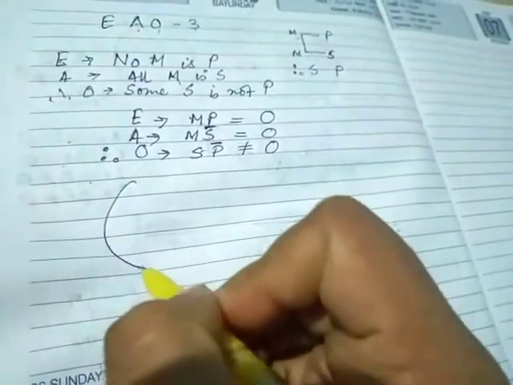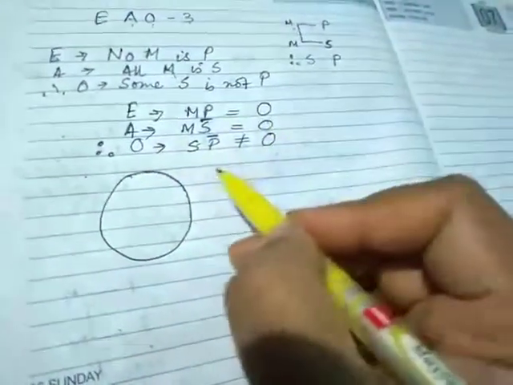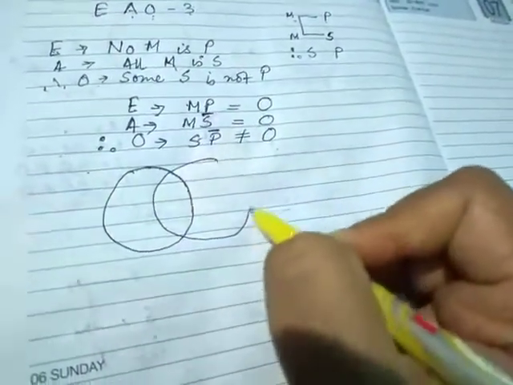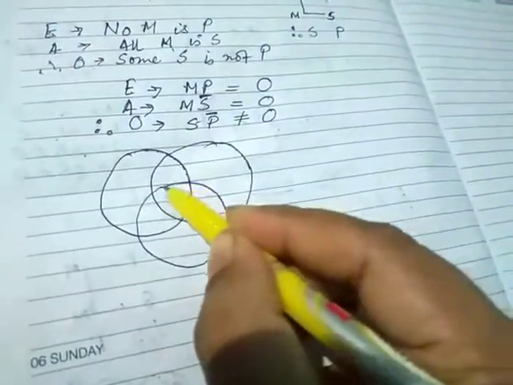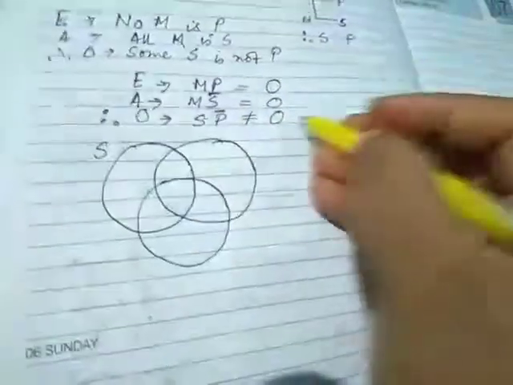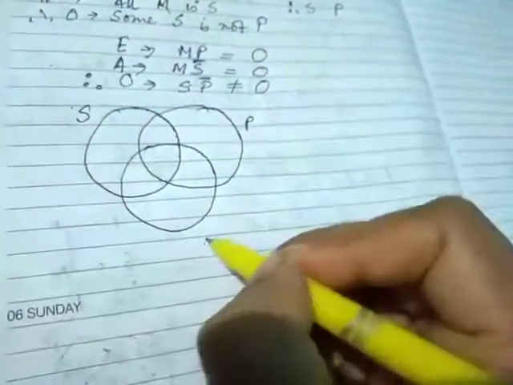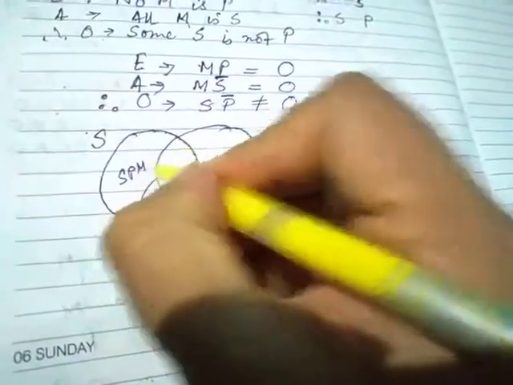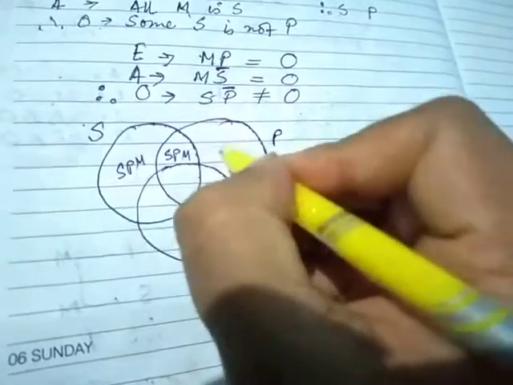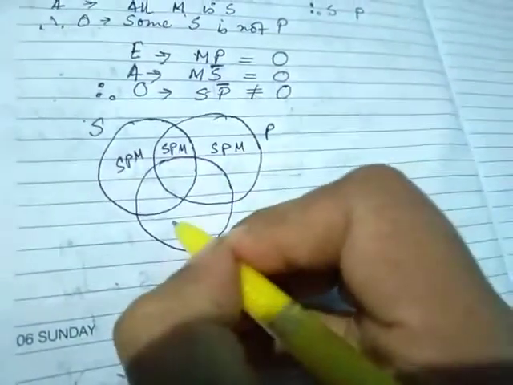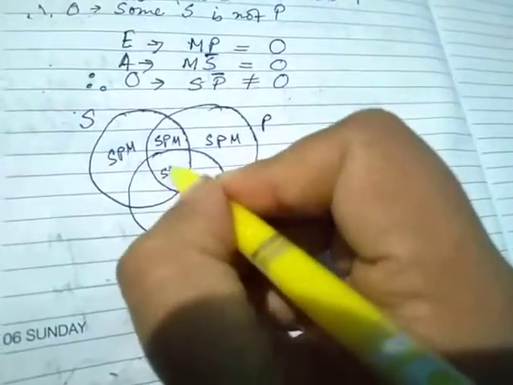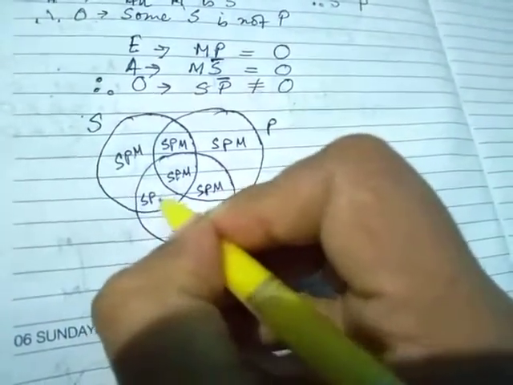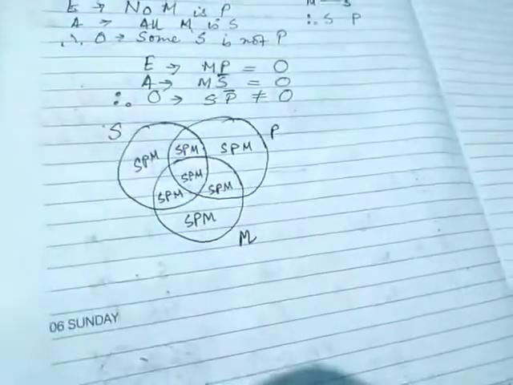Now I will draw. As there are three terms, I will draw three intersecting circles for this diagram. Okay, this is the circle of S, this is the circle of P, and this is the circle of M. And I will put S P M in every section first of all, and then I will find out which one is absent in which circle, and the absent one will be termed as bar.